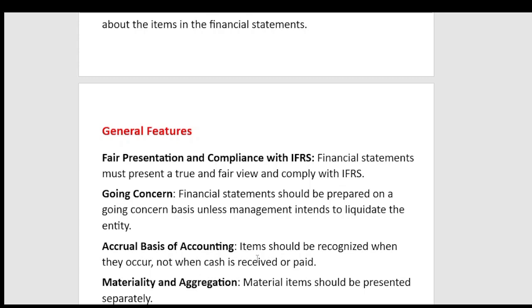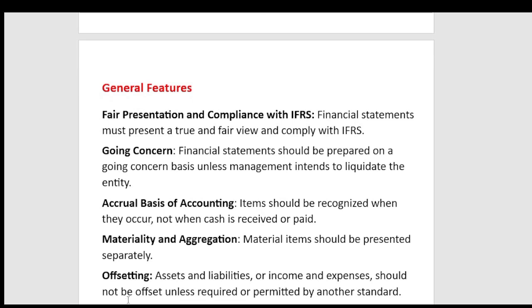Material items should be presented separately. That is why they say, this thing is immaterial. It's immaterial. That means the thing has no carry weight. It's not something you should dig deep about. But when it is material, it becomes a point of attraction. It should be reported separately in the financial statement.